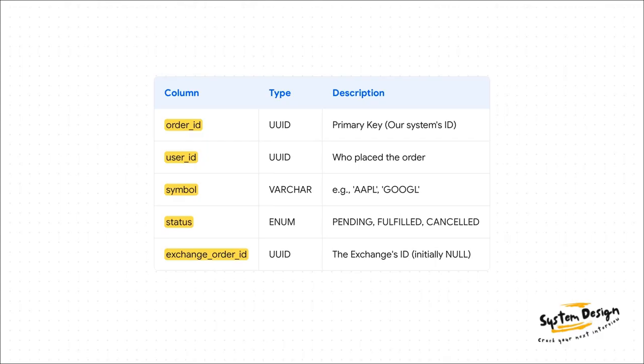At the very heart of this trading engine is our order database. Now, if we look at the structure, you see the usual suspects, like an ID for our system and the user's ID. But the most important field here is the exchange order ID. When we first get an order, this field is empty. But once the actual stock exchange accepts our order, they give us their official ID and we store it right here. This is our proof, our unbreakable link to the real-world transaction.